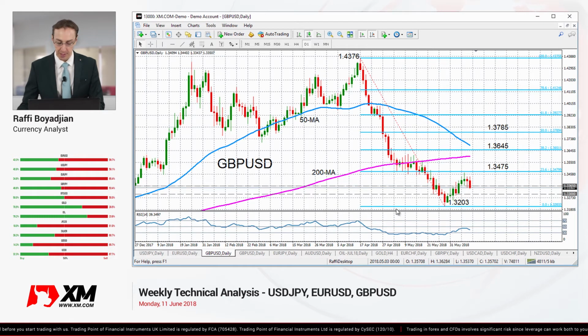Our final pair for today is pound dollar. It is looking bearish for the pair in the short term. Prices are sharply down from Friday. RSI is also pointing downwards in negative territory.